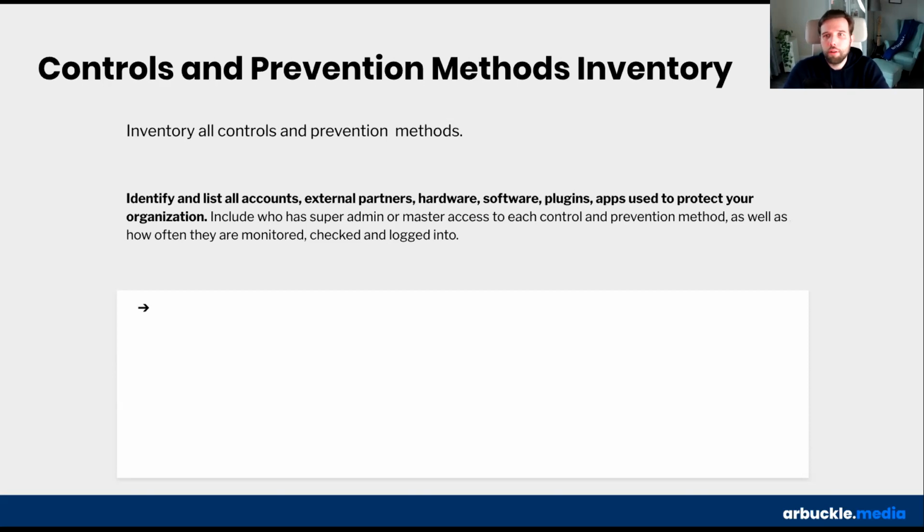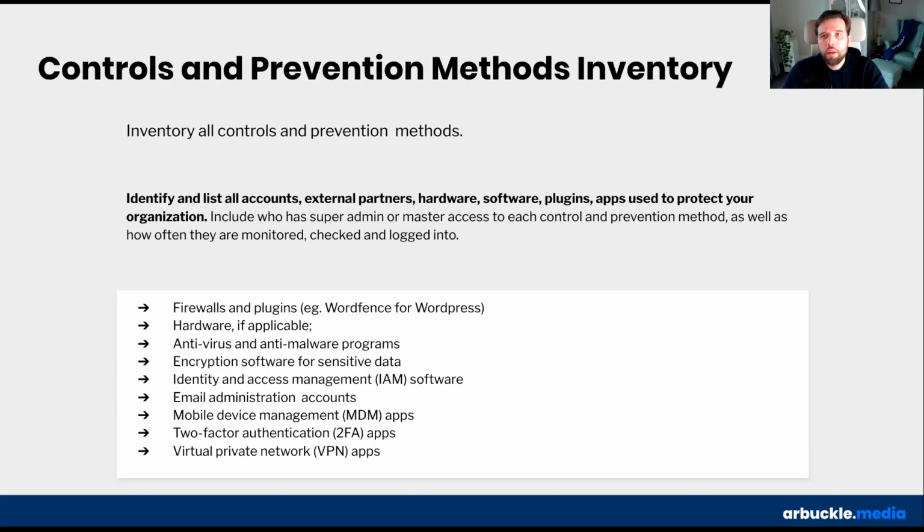So on the flip side of this, identifying all the controls and prevention methods you have. So identifying external partners that will help you, looking at software like firewalls, plugins, antivirus and anti-malware software or encryption software, looking at email administration structure, mobile device management, things that you can turn on to shut things off and to have that turtle effect when push comes to shove.